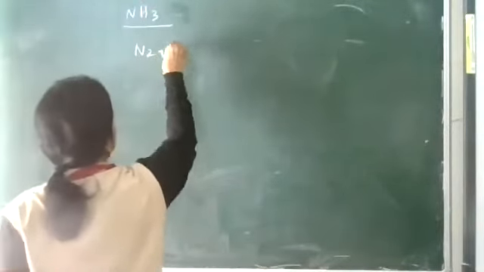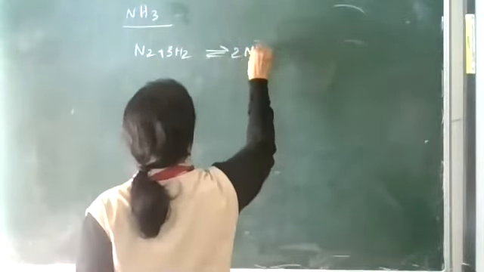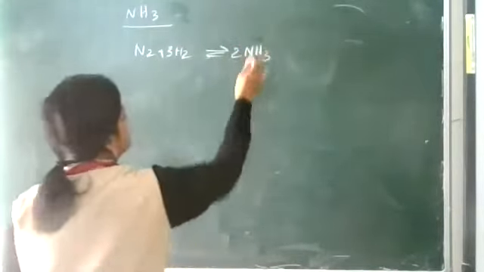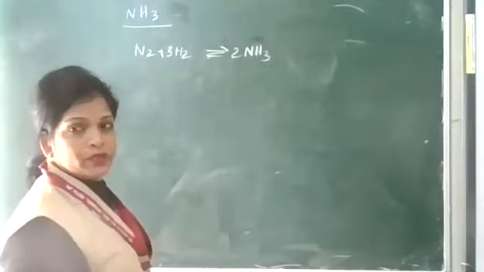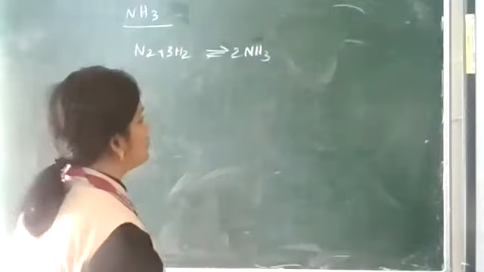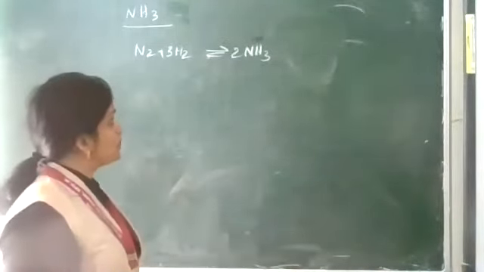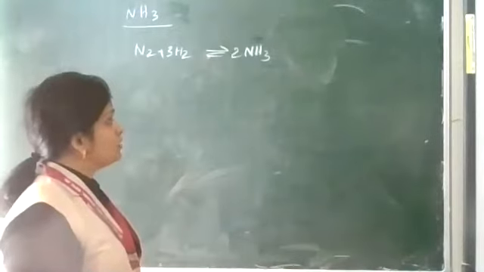N2 plus 3H2 gives 2NH3. Now this is the equilibrium equation. How to increase the amount of ammonia? According to Le Chatelier's principle, change the pressure, concentration, or temperature.